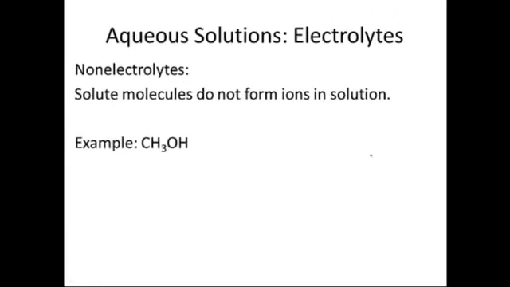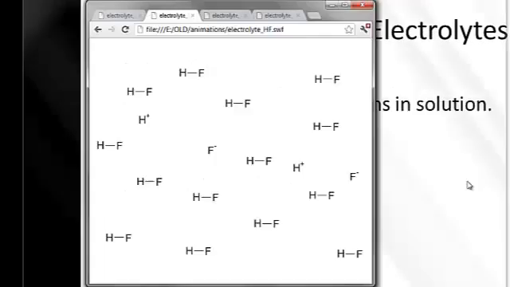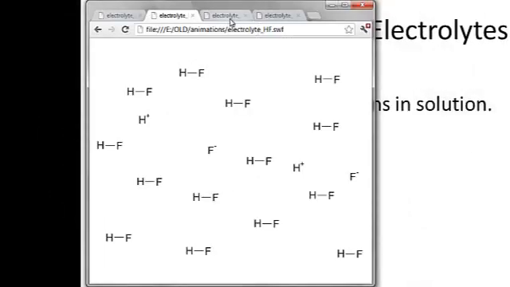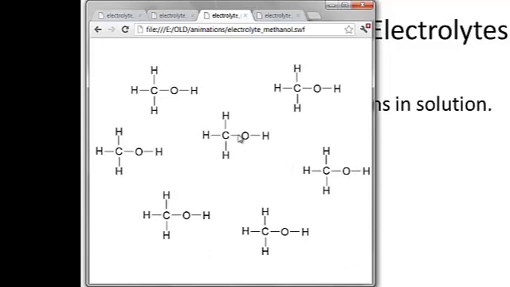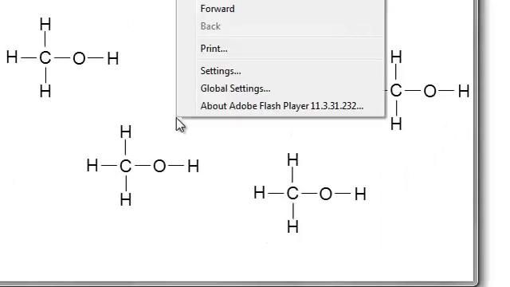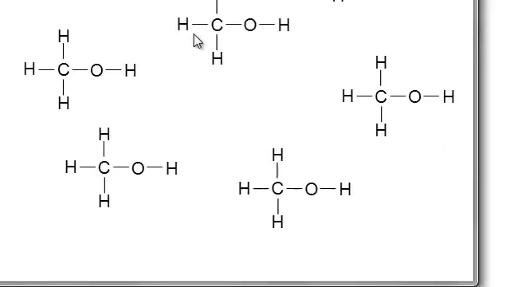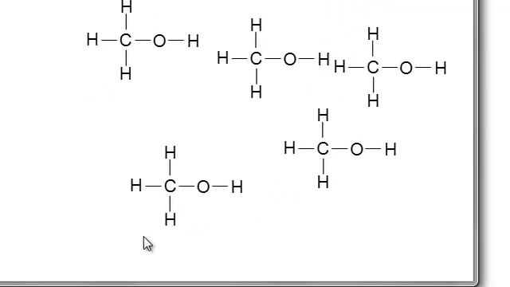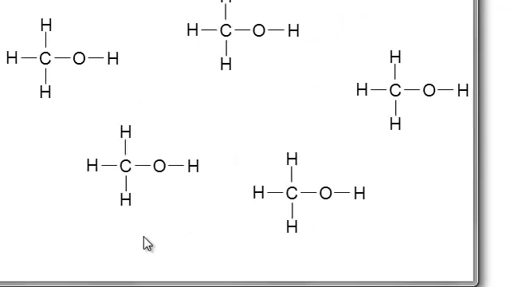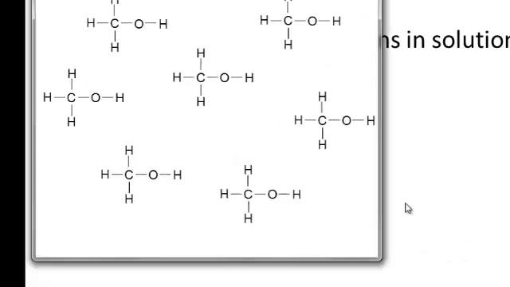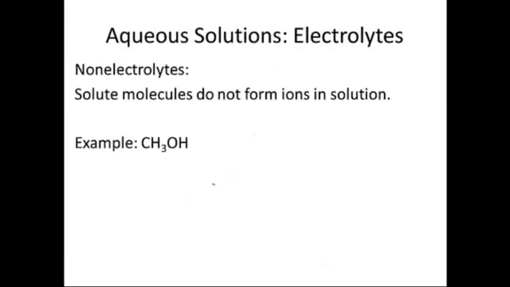A non-electrolyte is a solute molecule that just doesn't form ions. And so let's look at an animation of that. This is methanol. When methanol dissolves in solution, it doesn't do anything. It floats around and it's hydrated, but it doesn't break up into any ions, so it doesn't form any ions. Water itself is a non-electrolyte because it doesn't break up into ions, or there's not very many itself. And so when something like the methanol molecule is in it, there aren't any ions, so it's a non-electrolyte.